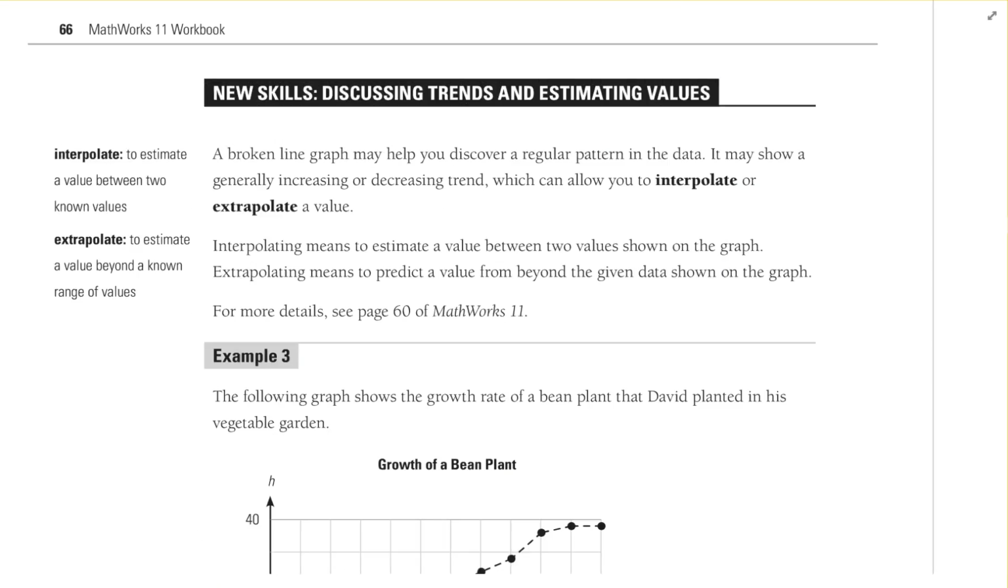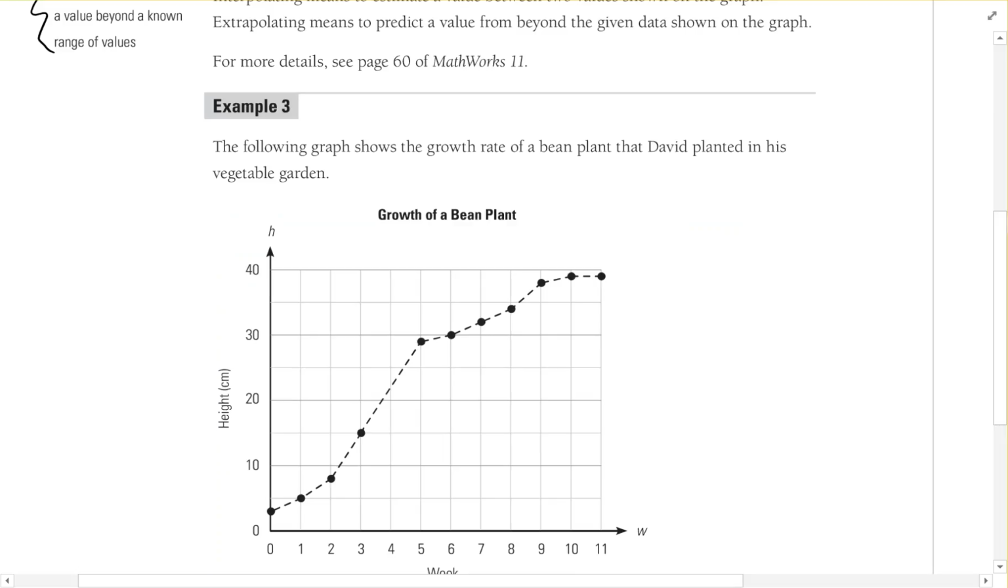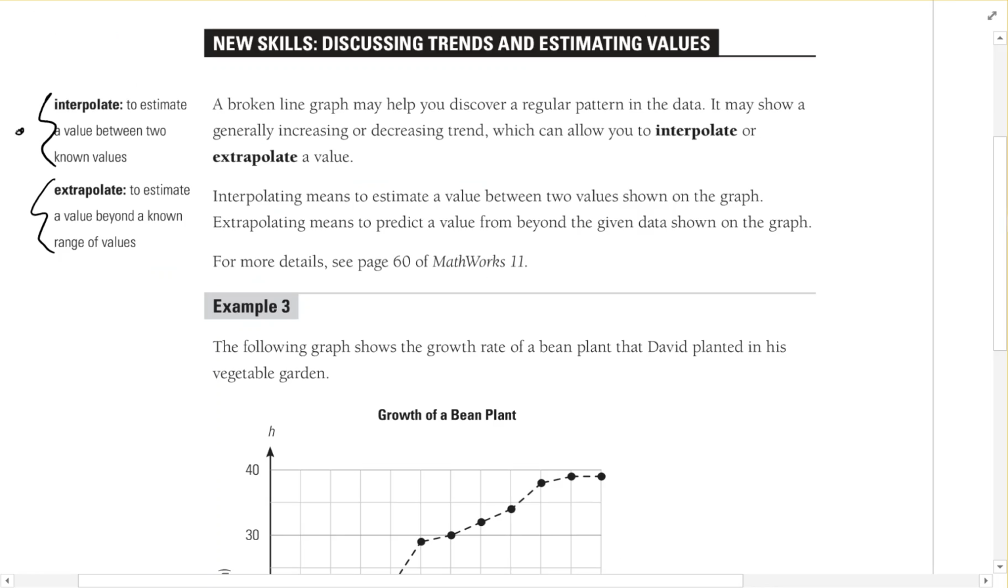Okay, new skill here now. We're going to be talking about 2 different vocab words. We've got interpolate and extrapolate. So what we mean by that is, well, interpolate, the first word there, that one.